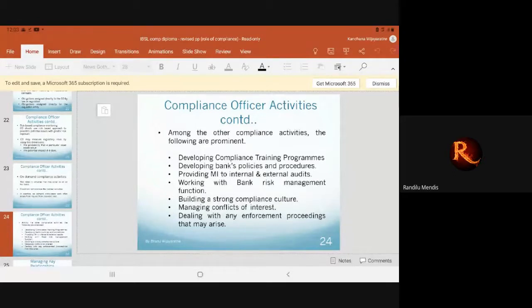Then another one is managing conflict of interest. That's another important thing the compliance needs to look at. How to manage conflict of interest. Can somebody tell me what you mean by conflict of interest? Can somebody tell me what is meant by conflict of interest? Yeah? What is conflict of interest?